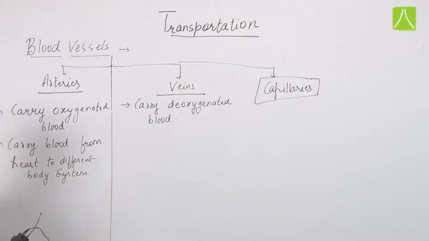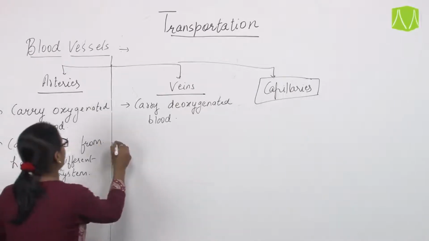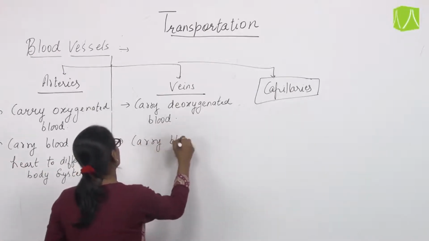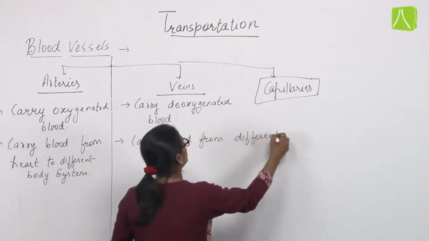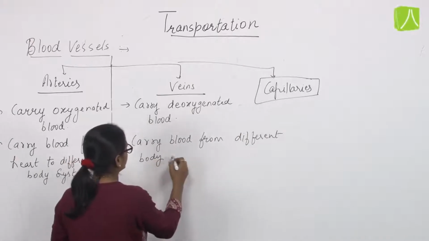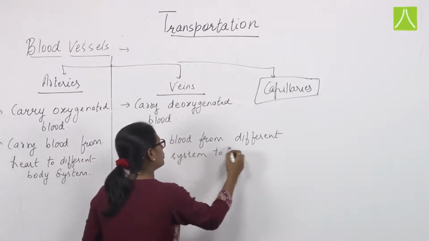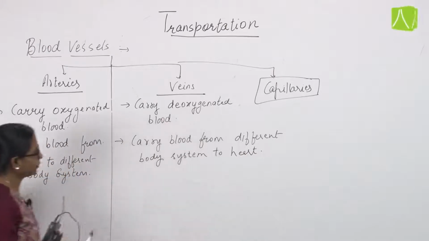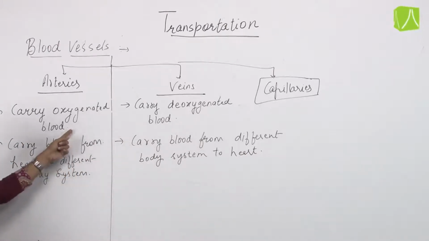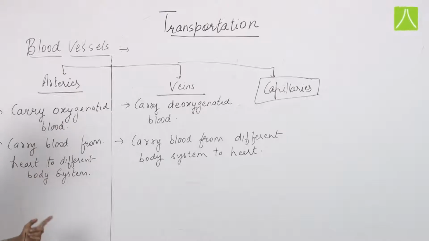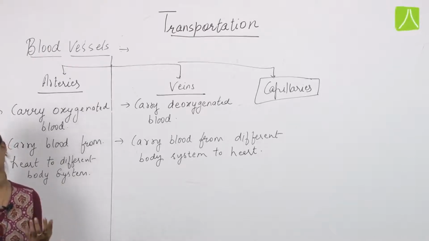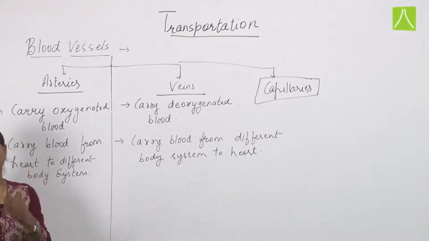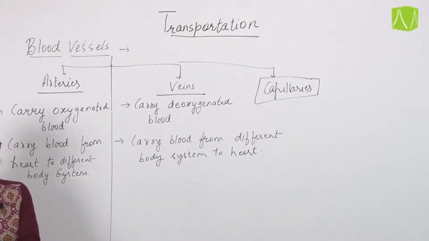This carries blood from the heart to different body systems, while veins carry blood from different body systems to the heart. So what is the difference? Because it is carrying oxygenated blood, definitely the heart must be pumping this pure blood to different organ systems, because our organs or our tissues require oxygen for metabolizing, for complete breakdown of sugar. So it must require oxygen.